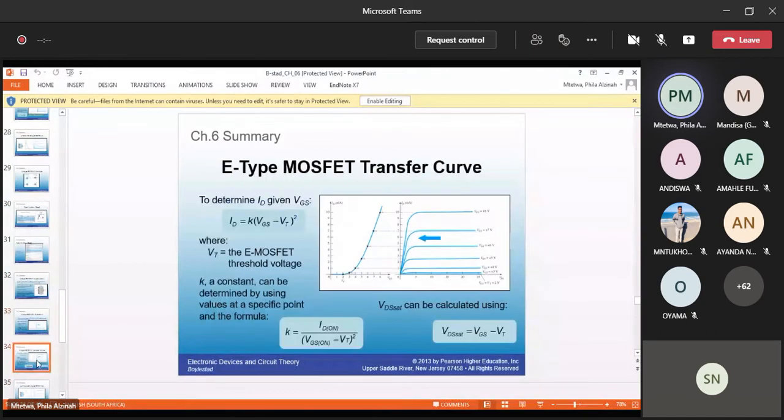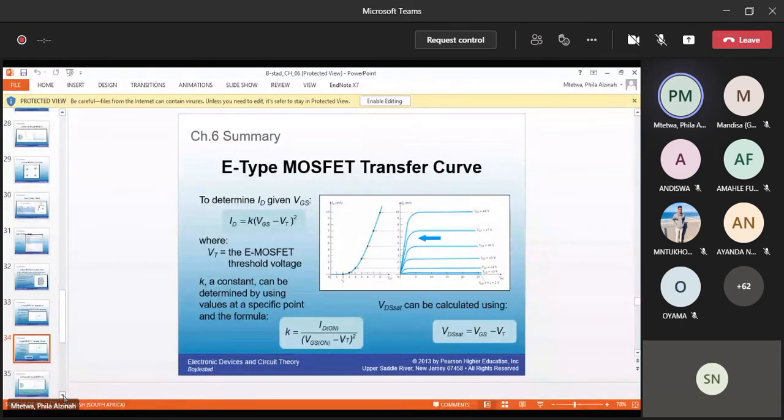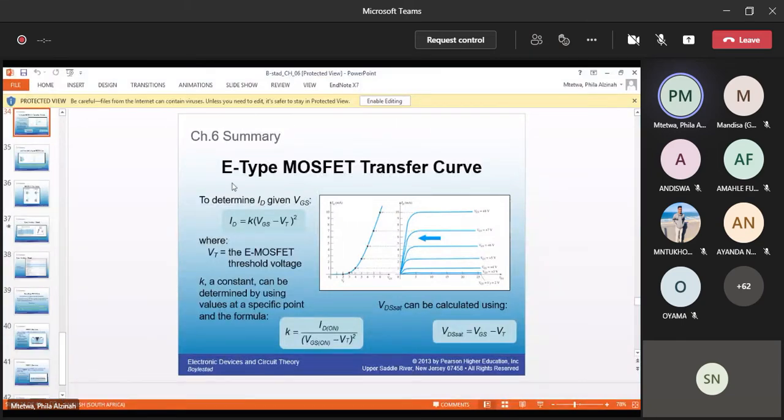Then its transfer characteristic curve. To determine ID given VGS, ID is equal to K, which is some constant, times (VGS minus VT) all squared.